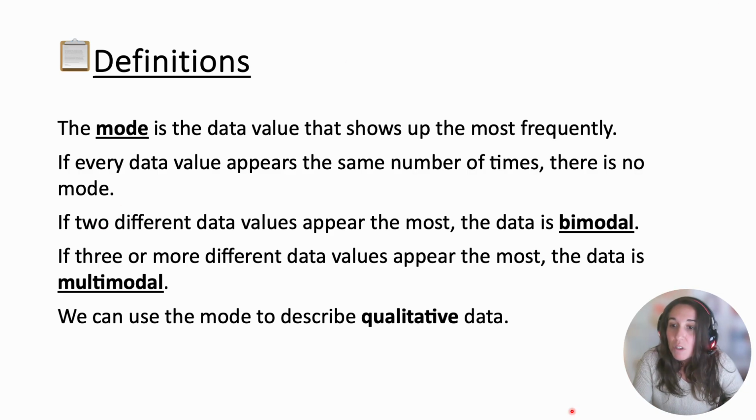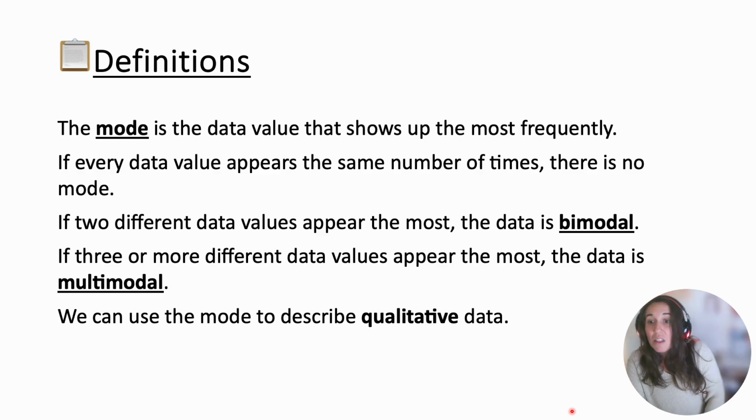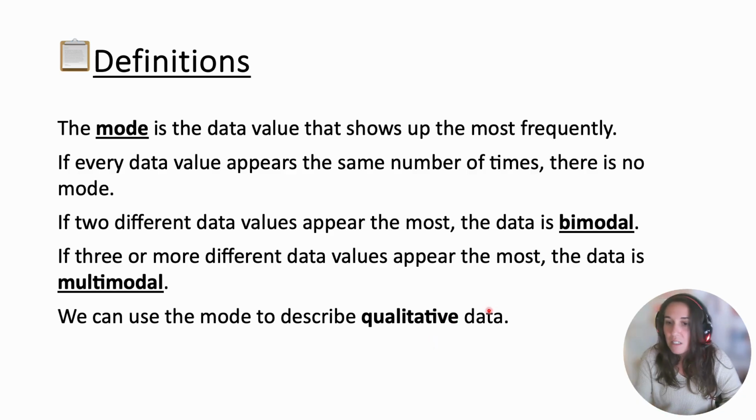And what's kind of cool about this is that the mode is the only measure of central tendency that we can use to describe qualitative data, all right? Like the most common eye color or something that's not necessarily based in numbers.